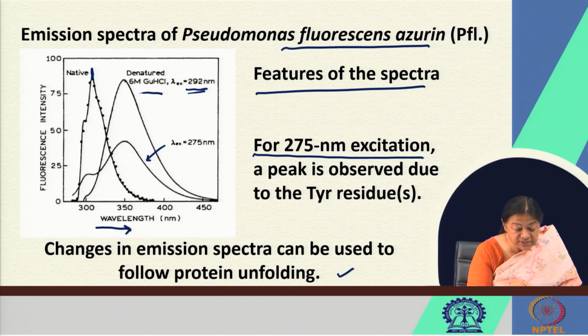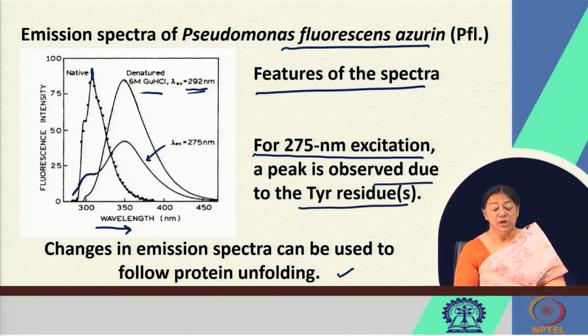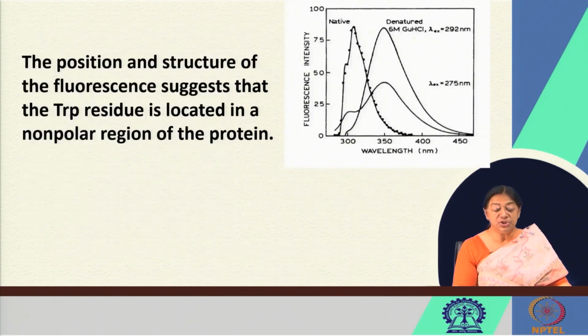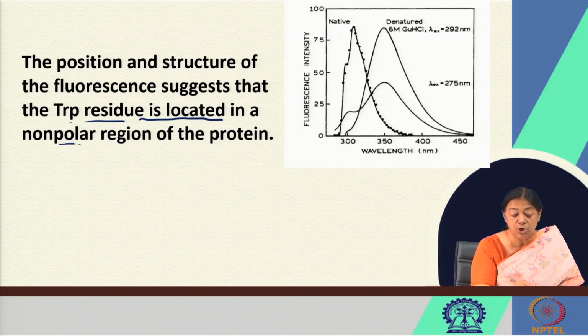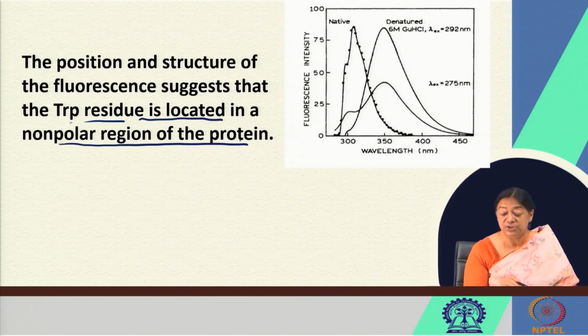What we observe in this case is we have another peak showing emission due to the presence of the tyrosine residues as well. So, for tryptophan fluorescence emission, which we will be looking at later on also, it is preferable that the excitation is done at around 295 nanometers. The position and the structure of the fluorescence spectra indicate that the tryptophan residue is located in a non-polar region of the protein, as we saw.